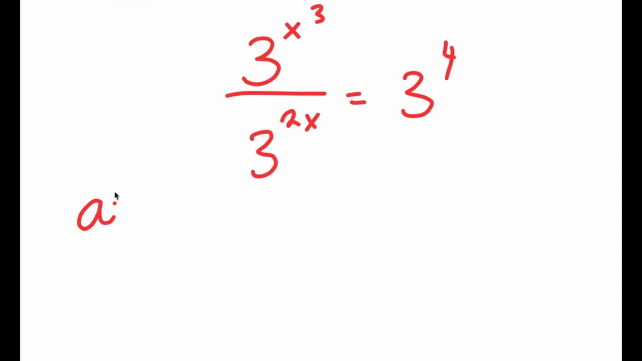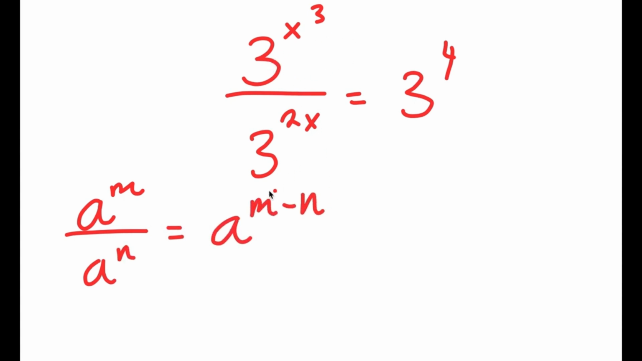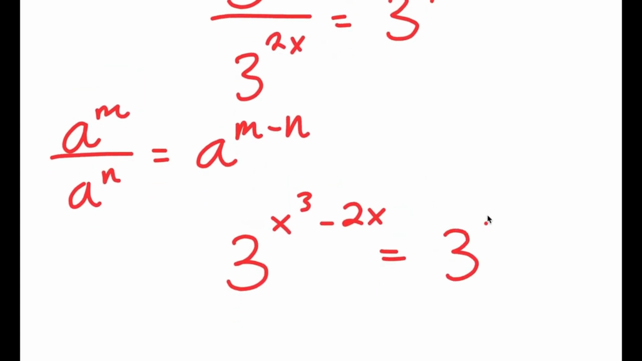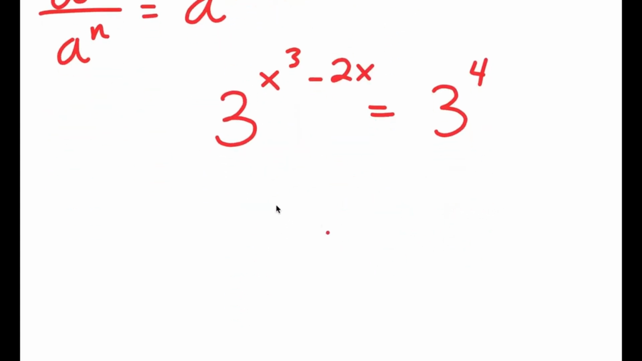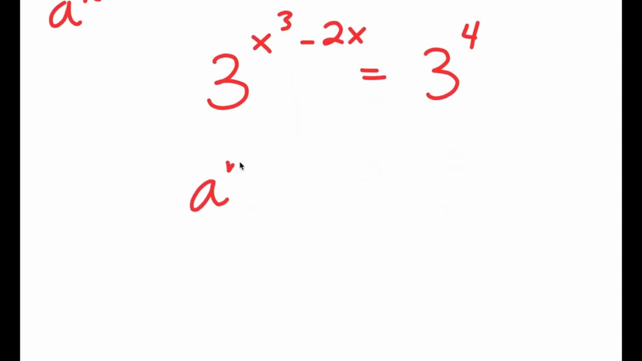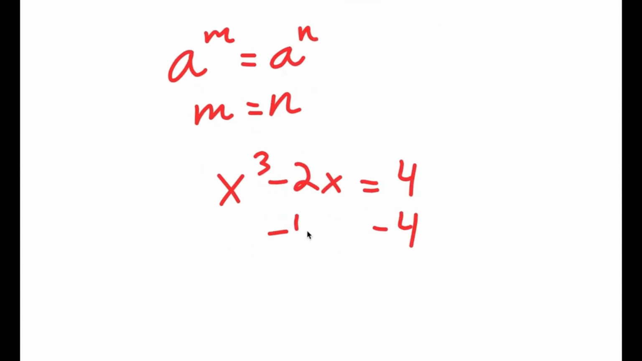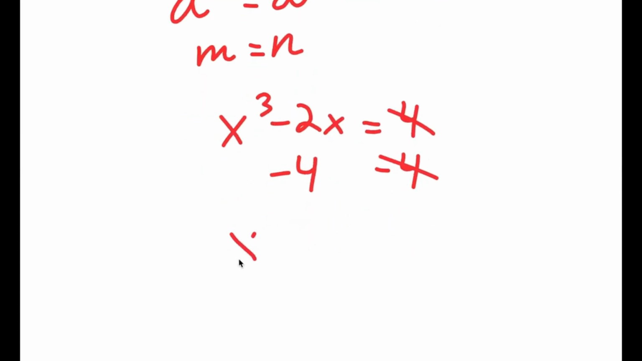Now, if I have something in the form a to the power of m over a to the power of n, this is equal to a to the power of m minus n. So 3 to the power of x to the power of 3 over 3 to the power of 2x is going to equal 3 to the power of x to the power of 3 minus 2x, which is equal to 3 to the power of 4. And now, if I have something in the form a to the power of m is equal to a to the power of n, this means that m is equal to n. So x to the power of 3 minus 2x is equal to 4. And now if I subtract 4 on both sides, I get x to the power of 3 minus 2x minus 4 is equal to 0.